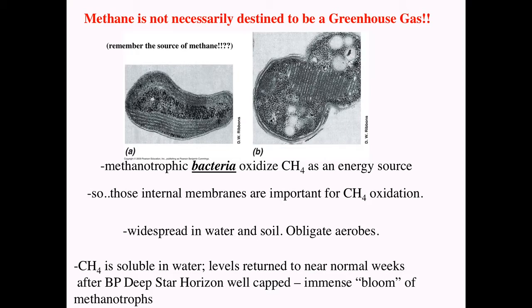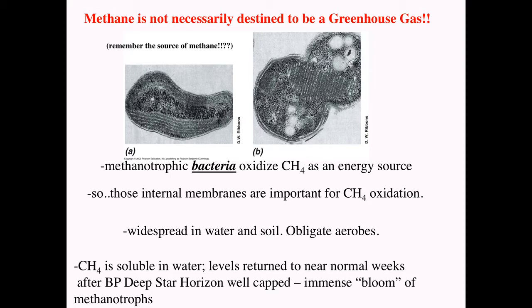And what happened shortly after that is microbiologists realized that there was a massive bloom of methanotrophic bacteria within the water column in the Gulf of Mexico. And within a matter of weeks, methane levels within the water returned to normal. So these bacteria just feasted upon this methane, keeping it from eventually going into the atmosphere.